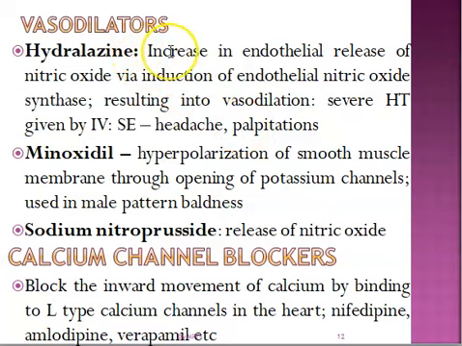Vasodilators can also be used. They increase release of nitric oxide within the endothelia. And of course we know that nitric oxide is a vasodilator. Hydralazine, of course, we know it is used in severe hypertension and in eclampsia. Minoxidil causes hyperpolarization of smooth muscle. However, these days it is used in male pattern baldness because this is a side effect.